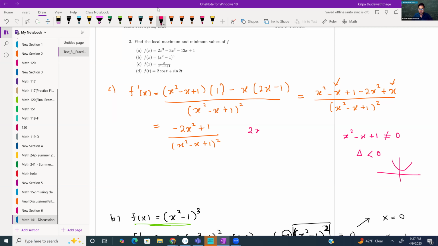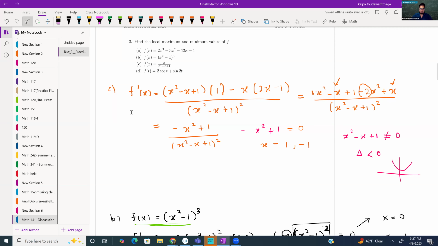So the numerator, if I set it equal to 0, this is actually minus, okay? This is negative 2, and you have positive 1. Set this equal to 0, x equals 1 or minus 1. Those are your critical points, okay?